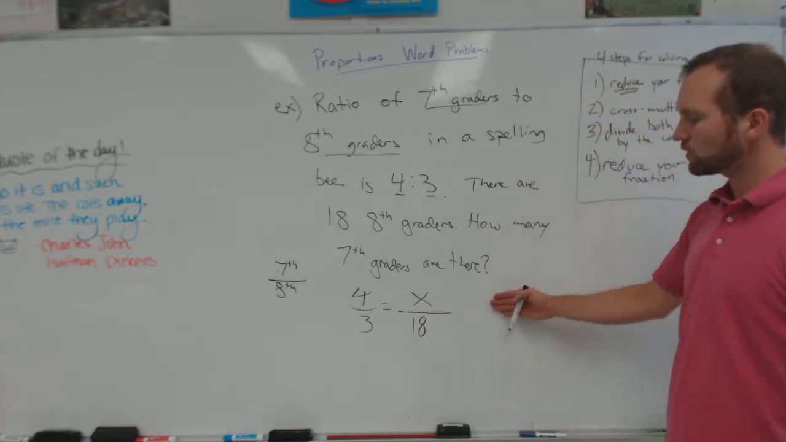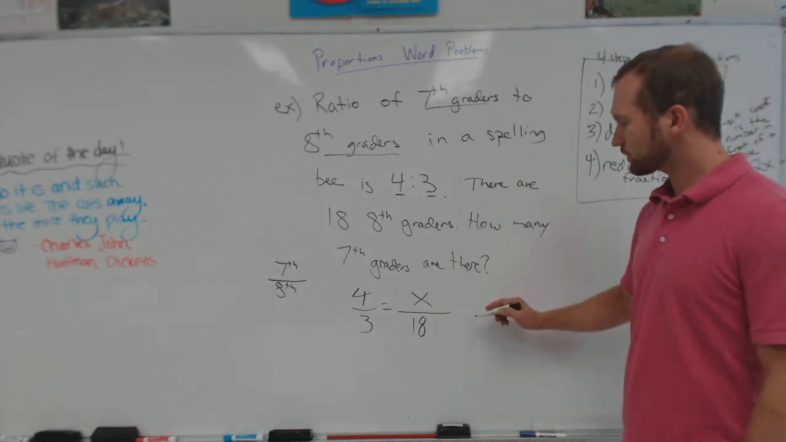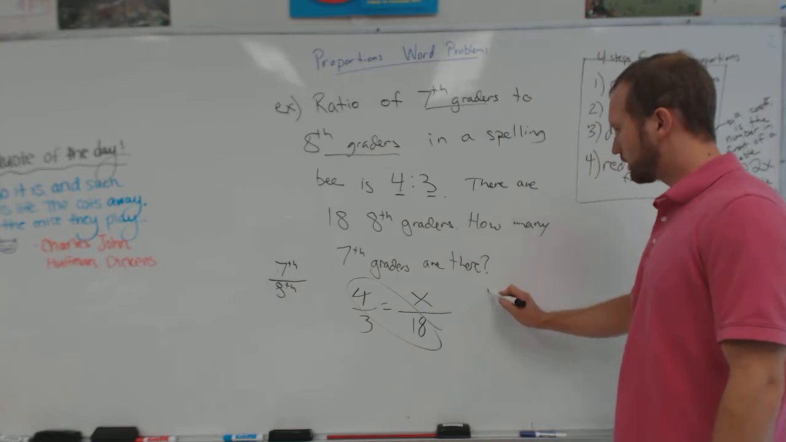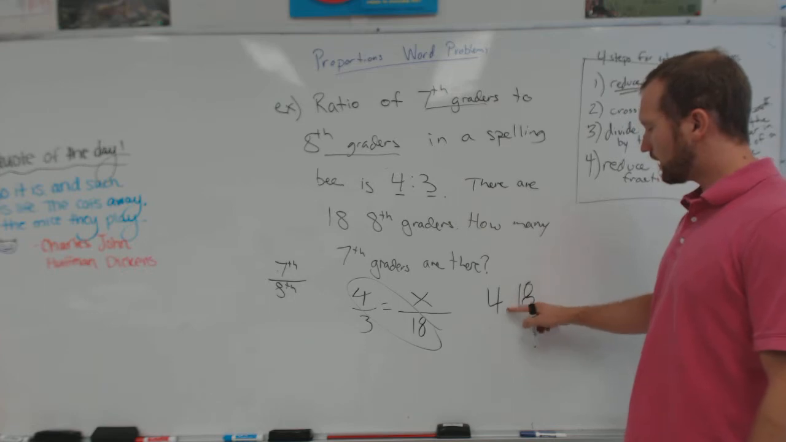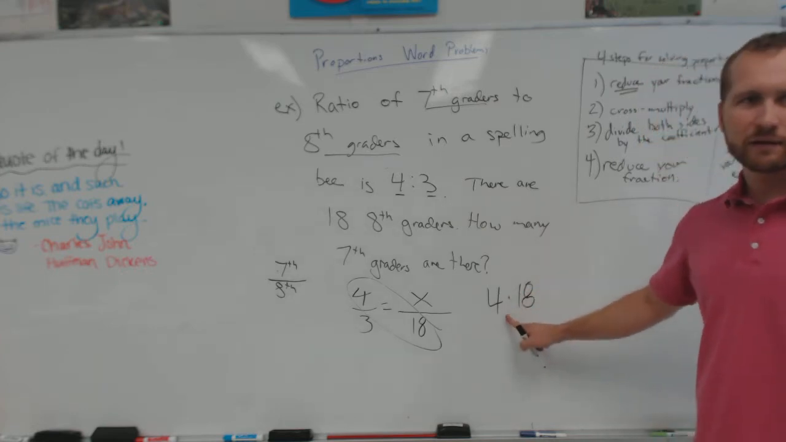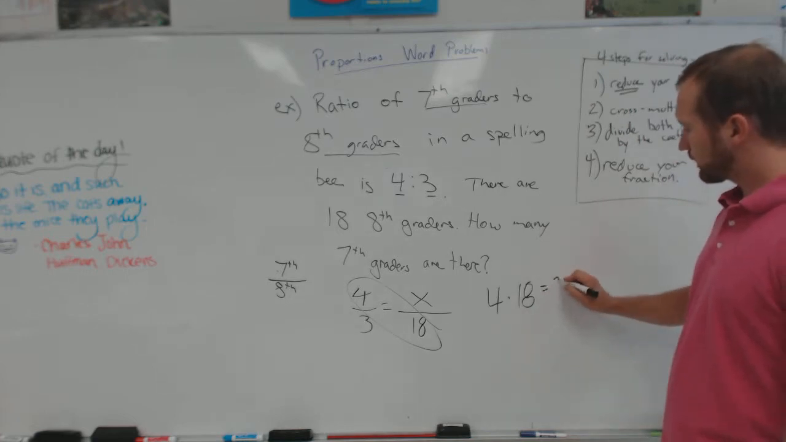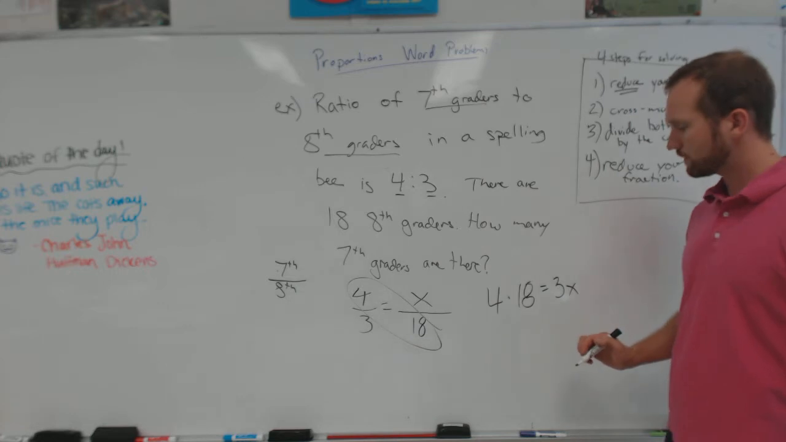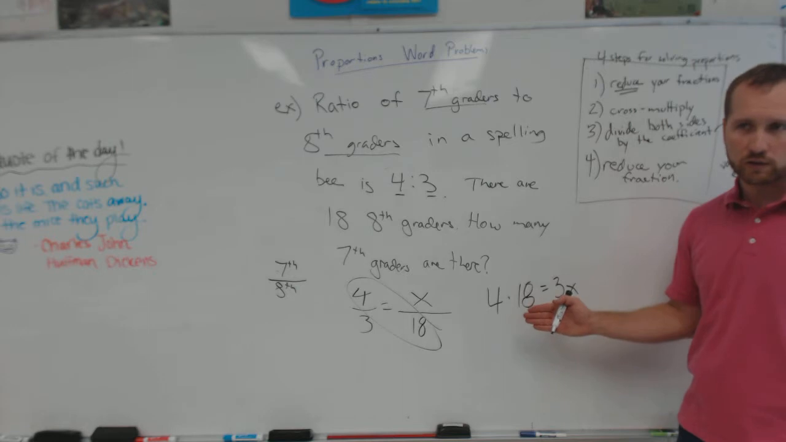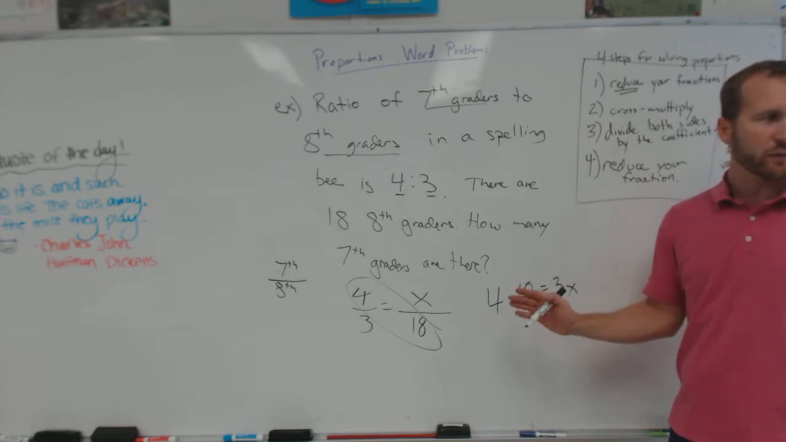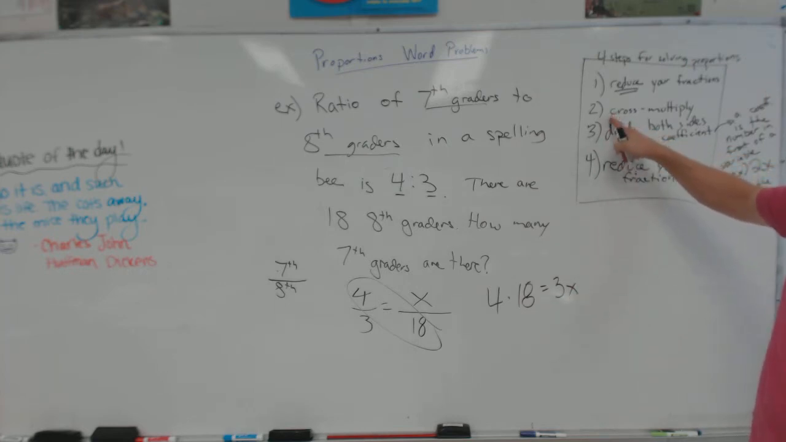Okay, next step, reduce. There's nothing to reduce here. Next step, cross multiply. 4 times 18. I'm just going to leave it as 4 times 18 equals 3x. So you don't actually have to multiply those numbers if you don't want to. You could, but if we wait, it's going to get a little simpler.